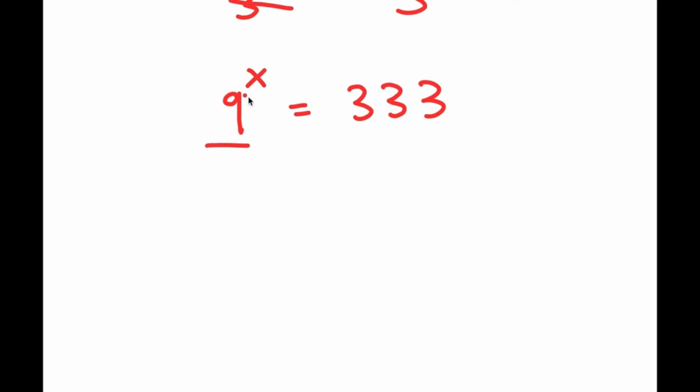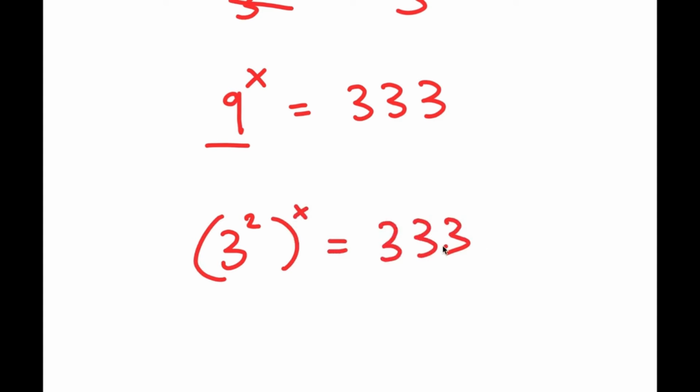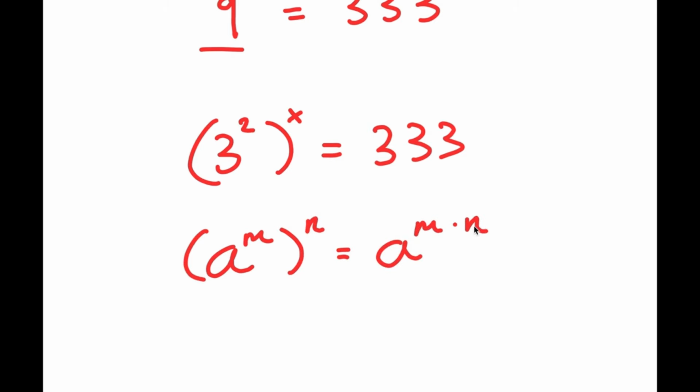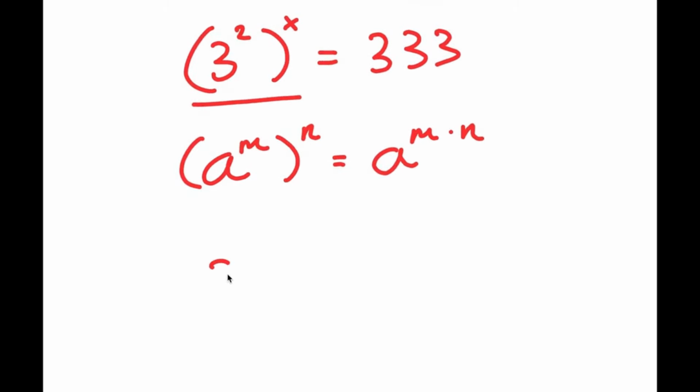what I'm going to do is rewrite 9 as 3 squared. So now I have 3 squared to the power of x is equal to 333. And if I have something in the form a to the power of m to the power of n, this is equal to a to the power of m times n. Meaning 3 to the power of 2 to the power of x is equal to 3 to the power of 2 times x, which is just 3 to the power of 2x. So now this is equal to 333.